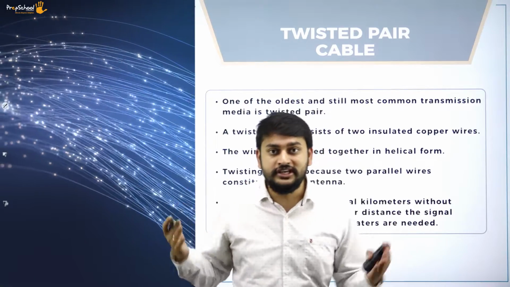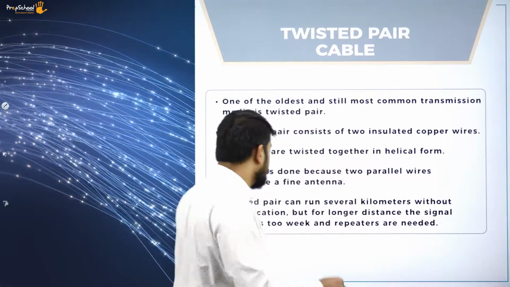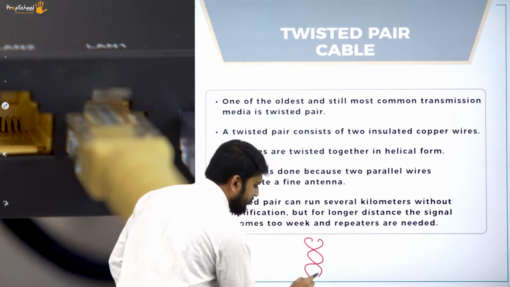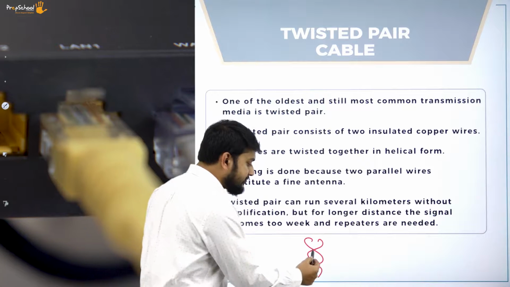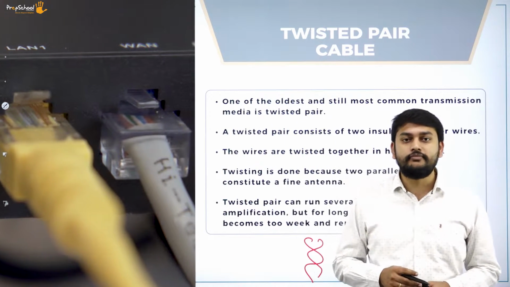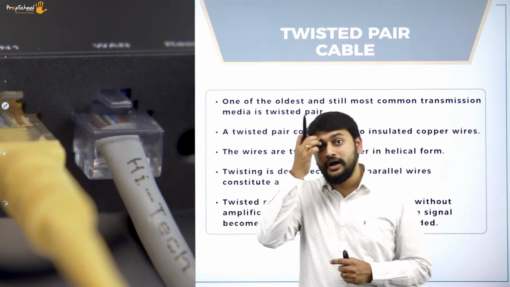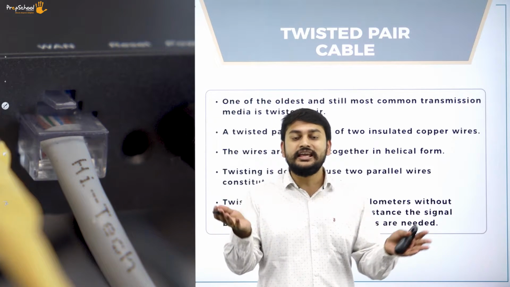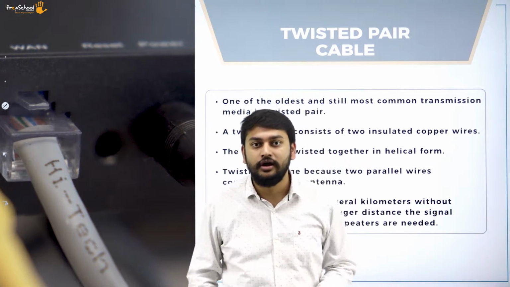All of you would have seen the DNA, right? You will see the DNA something like this. So DNA is twisted in the form of a helical structure. That is what you need to remember. In the same way, even our wires are twisted in the form of a helical structure.